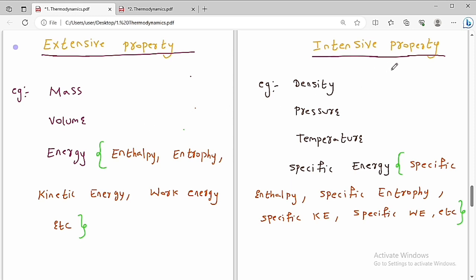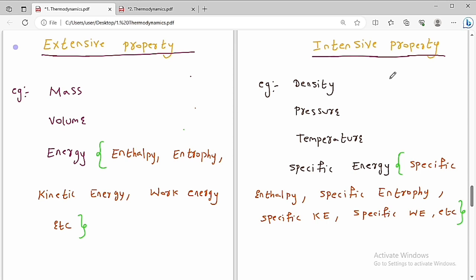Now let's go for the intensive property. Intensive property is also called the intrinsic property, and in this the parameters are independent of the mass. What is the best way to remember? In the case of intensive, "I" is there. In the case of independent also, "I" is there. So these two are the same. The parameters which are independent of the mass are called the intensive property.